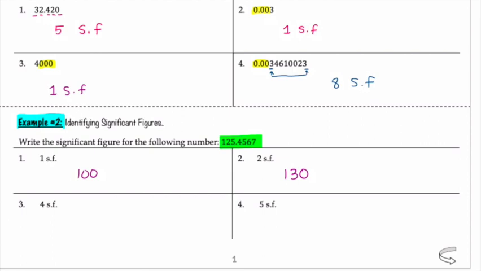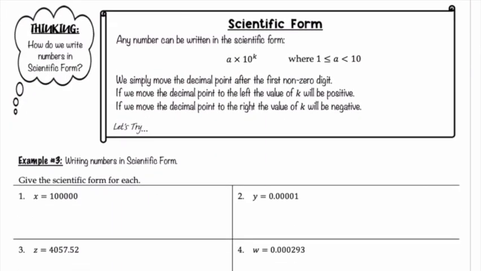For number 3, we are looking to write 4 significant figures. So we will get 125.5. For number 4, 5 significant figures: 125.46. So nice and easy. Let's turn the page. Now that we have done significant figures, let's take it to scientific form.